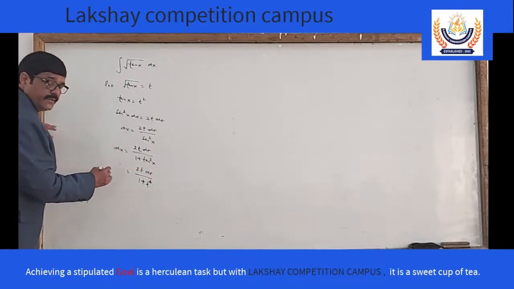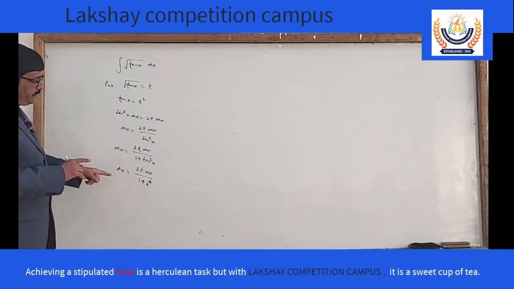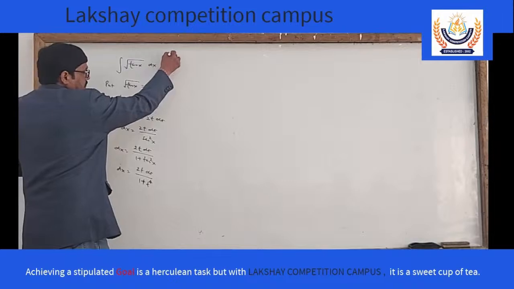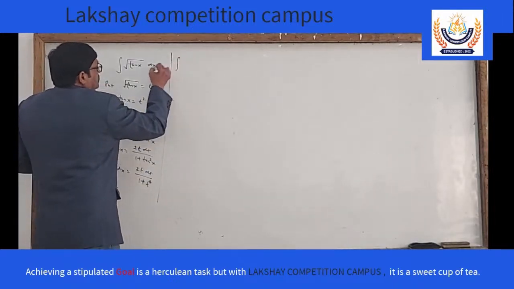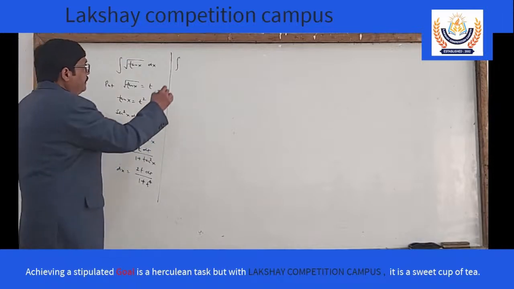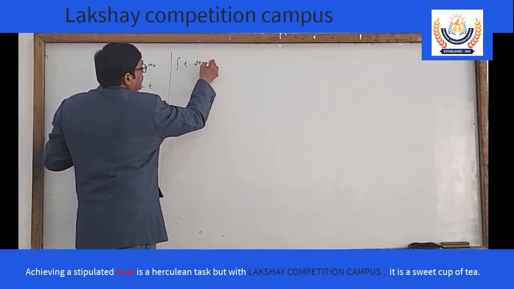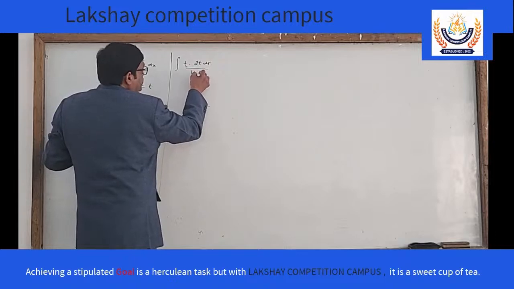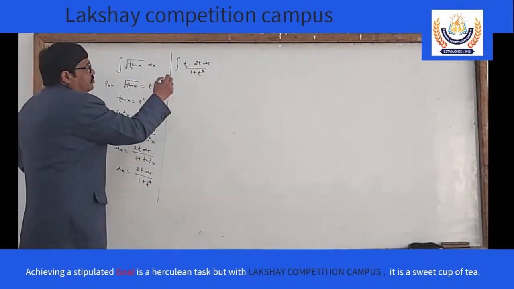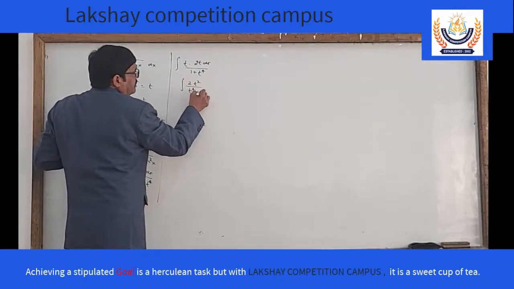So what is the value of dx here? dx is 2t dt by 1 plus t⁴. We assume this is t. So it becomes 2t² by t⁴ plus 1 dt.